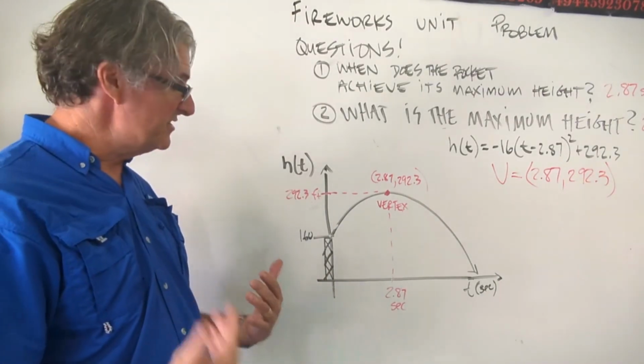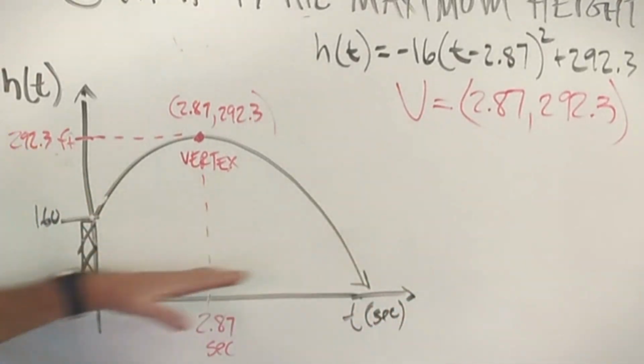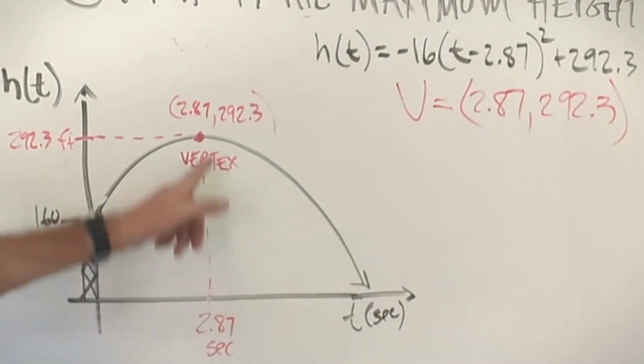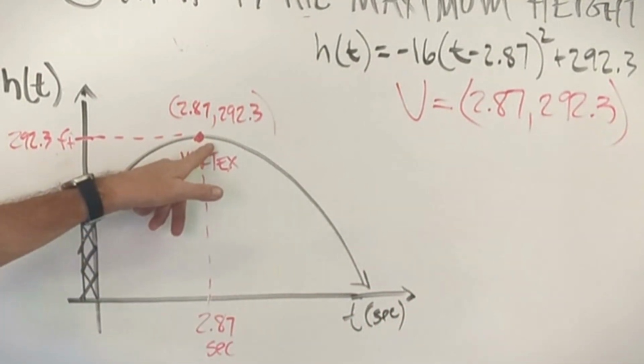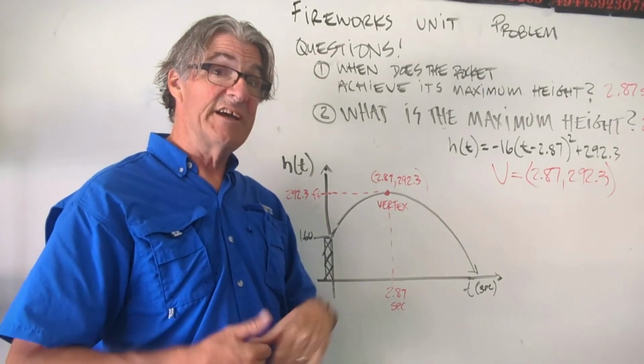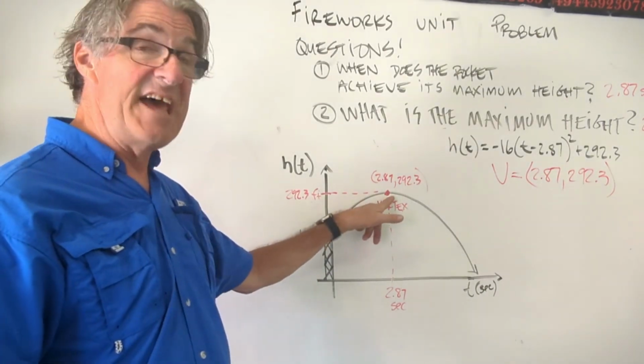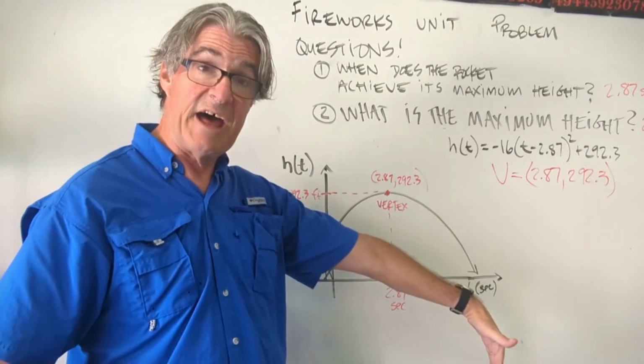Okay, our answer is this. 2.87 seconds. That is our time coordinate. So 2.87 seconds is the time coordinate for the vertex. So that means at that time, 2.87 seconds, the rocket hits the highest height it's going to get, because that's how long it takes us to get to the vertex on the rocket's path.